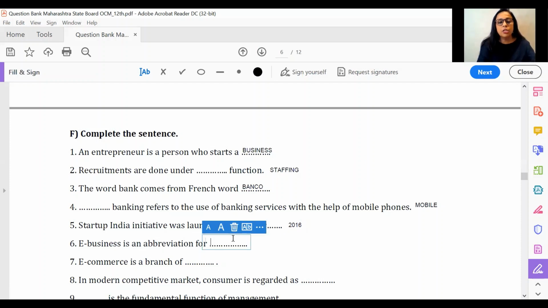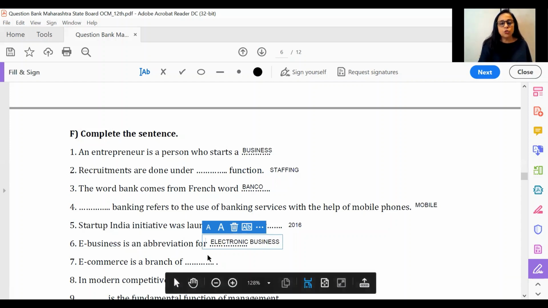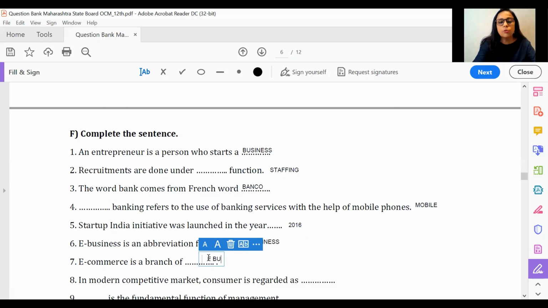E-business is an abbreviation for electronic business. As you see, none of these are really unusual. So you know the name of the chapter that these appear from as well. Emerging modes of business. So e-commerce is a branch of, as you know very clearly, it's a branch of e-business. All right. So this is what we have under the objective. Please remember this as we are doing it.